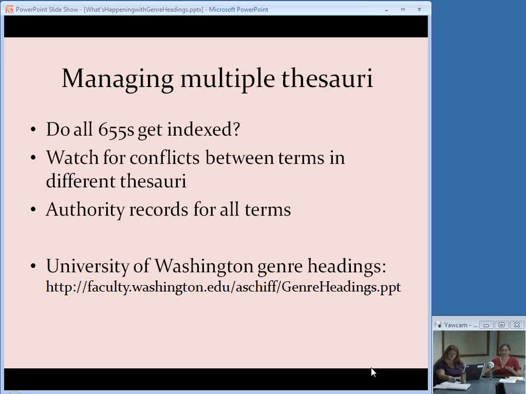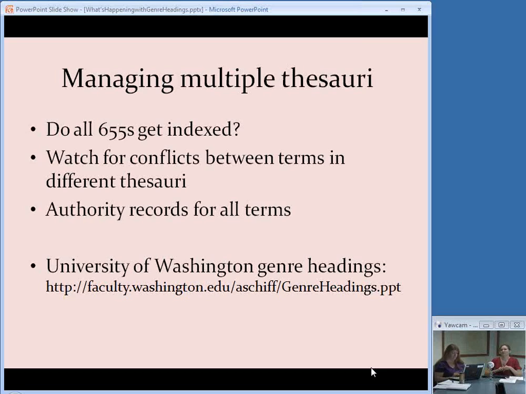You want to make sure you know whether all of your 655s are going to be indexed together, or if you want to have separate indexes for different thesauri. You'll have to watch for conflicts between terms in different thesauri. This is something you might already have encountered if you use different subject heading thesauri, like the regular Library of Congress subject headings and the children's headings. If the LCSH says swine and the children's headings say pigs, you want to make decisions about what you want to do with that.